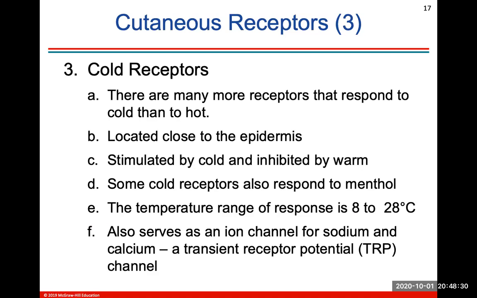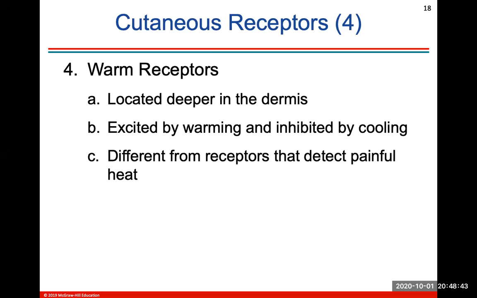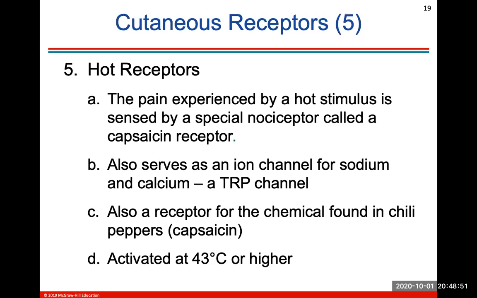Cold receptors, there are many more receptors that respond to cold than to hot. They're located close to the epidermis. Some of this we're actually doing in lab right now, if you're with me in lab. Warm receptors are located deeper in the dermis. They're excited by warming and inhibited by cooling. And it's important to note that they're different from the receptors that detect painful heat.